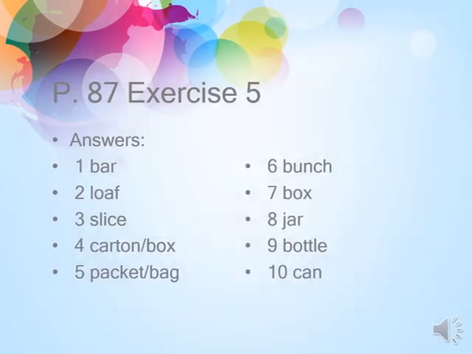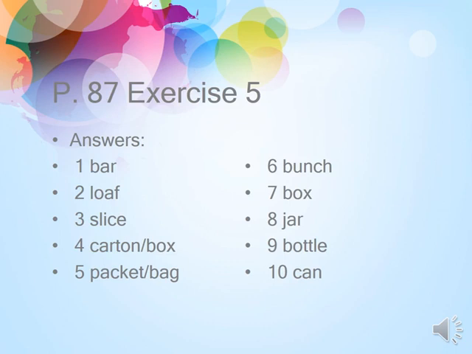Moving on to exercise 5 on the same page, page 87. This exercise is related to quantifiers. So to start with the first one, it's a bar of chocolate. 2 is a loaf of bread. 3 is a slice of cheese. 4, it's a carton or box of eggs. And 5, it's a packet or a bag of rice. Both can be right. 6, it's a bunch of grapes.